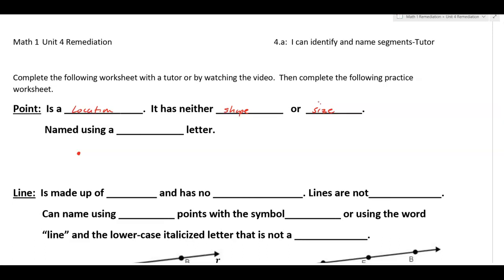Now anytime we have a point, we want to name it. And we name it using just a capital letter. So if I wanted to name this point, I would name it point P with a capital P. If I wanted to name this point, capital M, right? So a point just gives you a location.